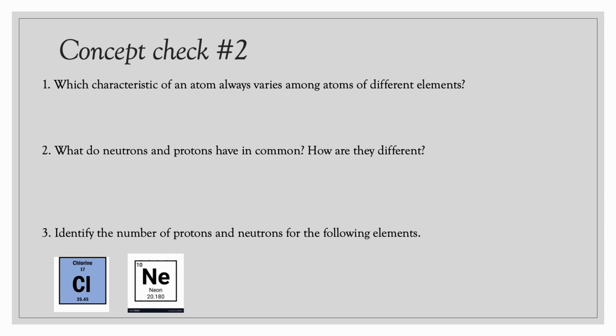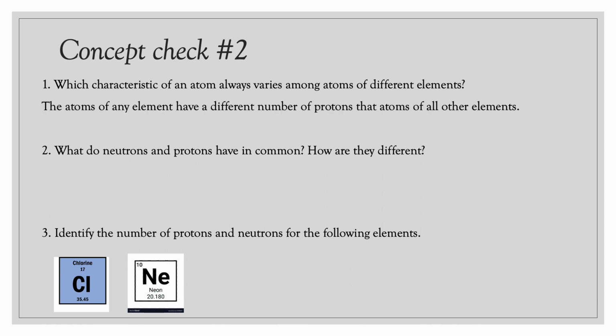Which characteristic of an atom always varies among atoms of different elements? The atoms of any element have a different number of protons than atoms of all other elements. Question 2: What do neutrons and protons have in common, and how are they different?